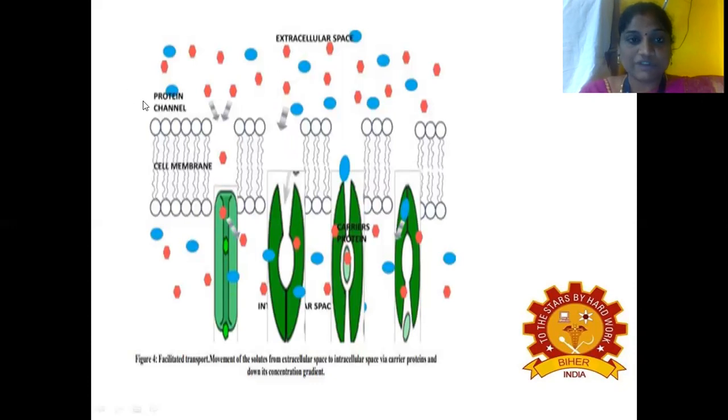So this is the diagram for facilitated diffusion. Here, some of the transport proteins, called carrier proteins, help the molecules to move inside the cell. Movement of the solutes from extracellular space to intracellular space is carried out through a carrier protein and down its concentration gradient. This facilitated diffusion is especially helpful for transporting the larger molecules, and with the help of carrier proteins, they will be moved.